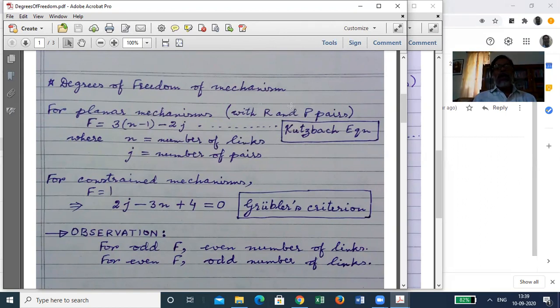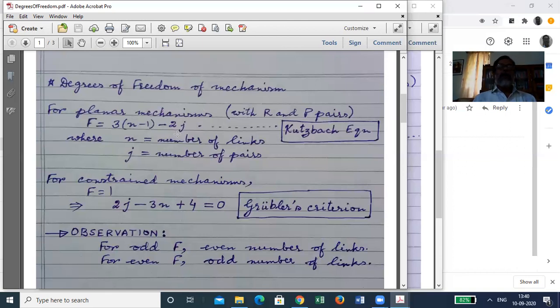Now we know that both revolute pair and prismatic pair give the possibility of relative motion, which is of single degree of freedom. This gives a rotation, relative rotation. This gives a relative translation. And in a plane, in general, you have x, y, theta, 3 degrees of freedom of a rigid body. So, if it leaves 1 degree of freedom, that means it imposes 2 degrees of constraints.